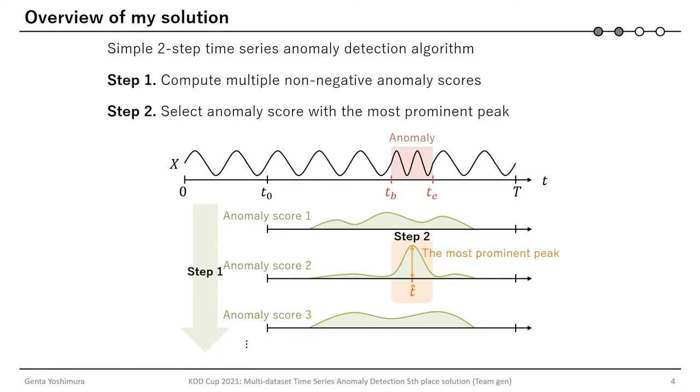Next, I'm going to give an overview of my solution. It's a quite simple algorithm because its procedure has only two steps. In step one, it computes multiple non-negative anomaly scores. In step two, it selects the anomaly score with the most prominent peak. In the next two slides, I'll describe the details of the process in each step.